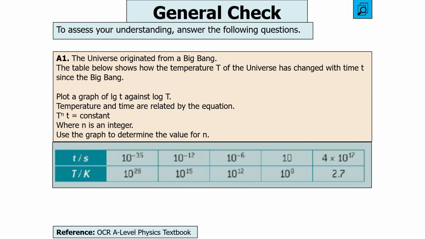The next question says, the universe originated from a Big Bang. The table shows how the temperature of the universe has changed with the time since the Big Bang. Plot a graph of the log of the time against the log of the temperature. Time and temperature are related by the equation: temperature to the power n times time is equal to a constant, where n is an integer. So use a graph to determine the value of n. So pause the video now, then unpause the video when you want to go through your answer.